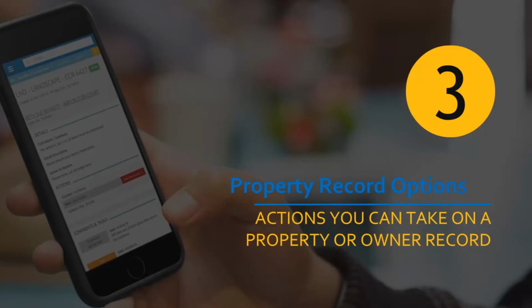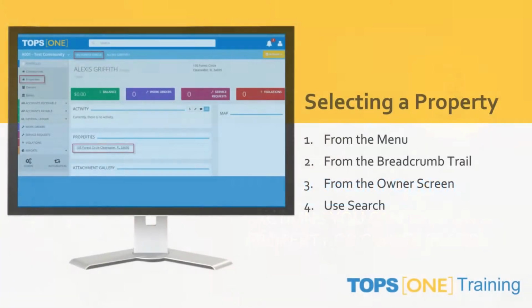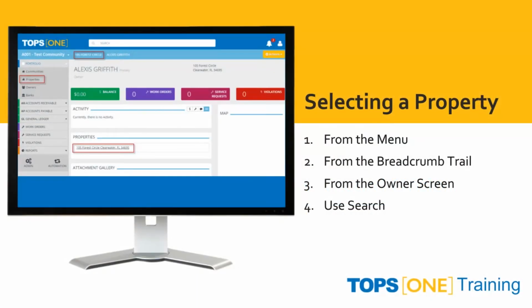Property record options in TOPS1. Actions you can take on a property or owner record. As stated earlier, selecting a property, or truly any part of the navigation, can be done in multiple different ways. For example, selecting a property can be done from the main navigation menu on the left-hand side.